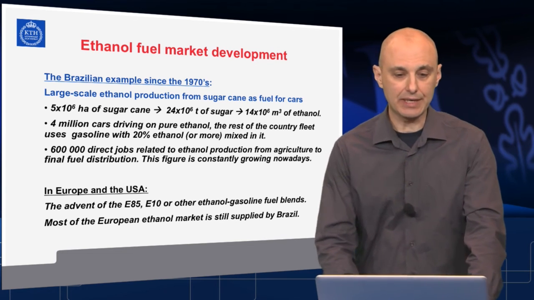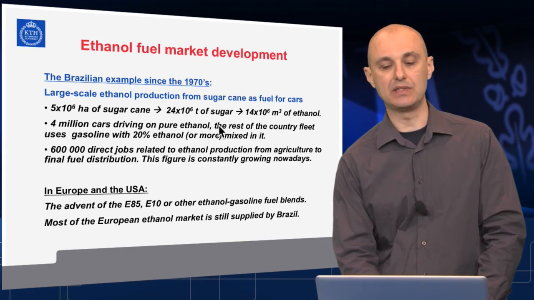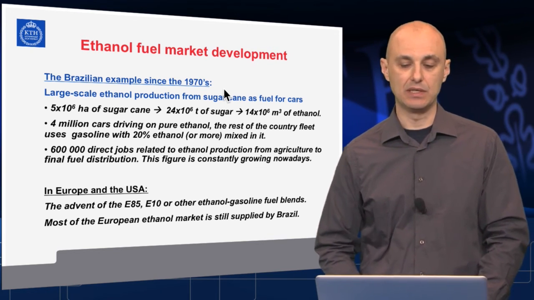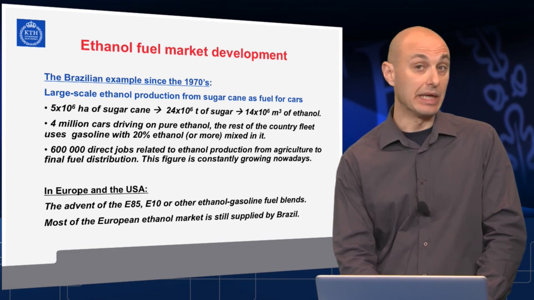The ethanol fuel market. Brazil is the best example. Already from the 1970s, after the first oil crisis, the Brazilian government decided that there is land enough, there is potential enough in Brazil to produce ethanol locally from sugarcane. This was done, and it's still being done now.